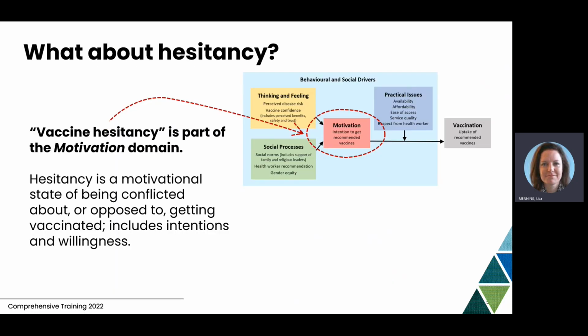So where do we situate hesitancy? This has also been a topic of a lot of focus in recent years. And like I said, it's important to note that hesitancy is part of the motivation domain. And we define hesitancy as a motivational state of being conflicted about or opposed to getting vaccinated. This includes these intentions or willingness. And it's very important to accurately define hesitancy so that we're able to effectively respond to it with the appropriate tailored and targeted strategies.